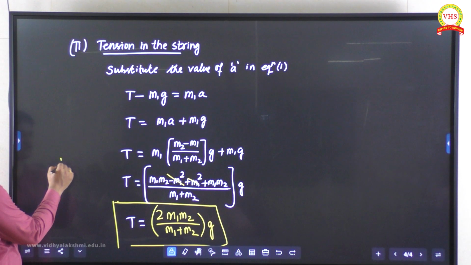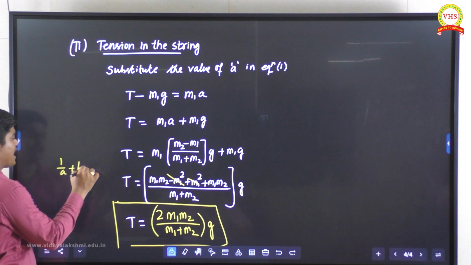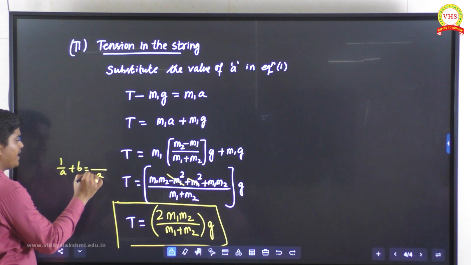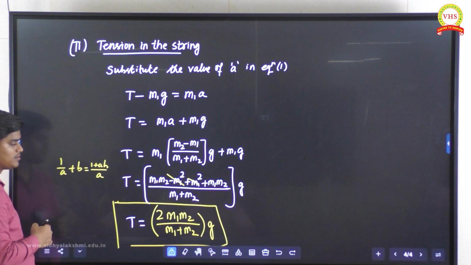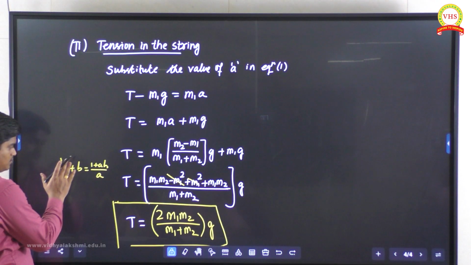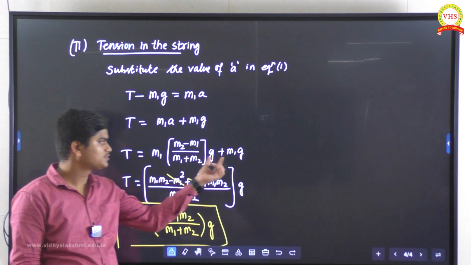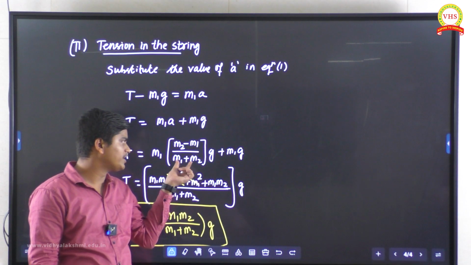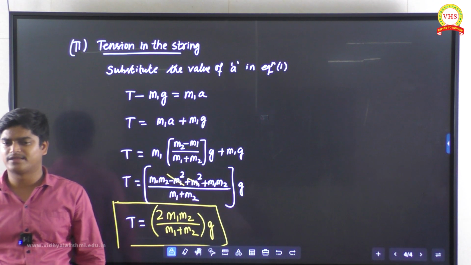You know this or not? 1 by A plus 1 by B, what will you write here? Tell. A plus B by AB. Correct or not? So take these two terms, your division is there, M1 plus M2. Down you take M1 plus M2. Then do the normal maths calculation.